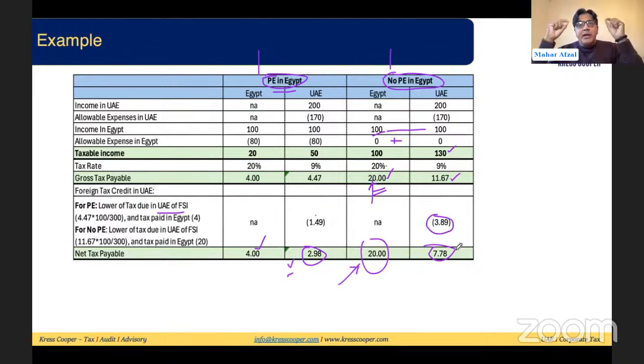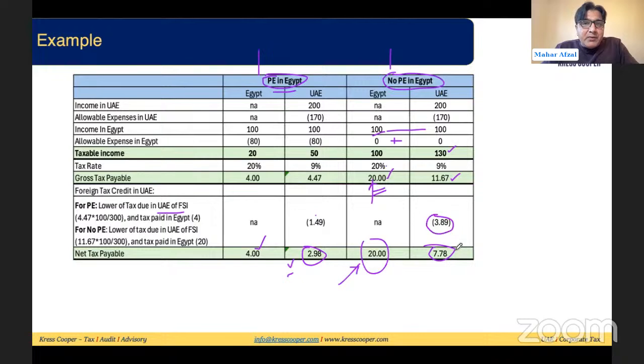I'm repeating. There is a possibility that your tax has been withheld by the Egyptian customer. They have remitted this tax to the Egyptian tax authority. And you have a right to take this 100% tax back by proving to the Egyptian tax authority that you are a resident taxable person of the UAE and you don't have any PE in Egypt. Then the Egyptian tax authority will give this tax 100% back to you.